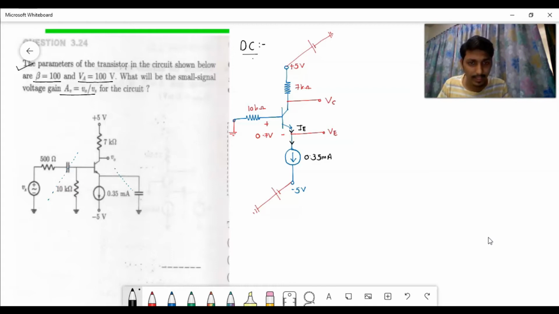As you can see, VE is open, so 0 amps flowing here, so IE directly comes out to be 0.35 milliamps. We will check whether this circuit is in active or saturation region, but mostly for voltage gain it is in the active region only. So we will check once. IE equals 0.35 milliamps, IC equals beta IB, and IE equals 1 plus beta IB.